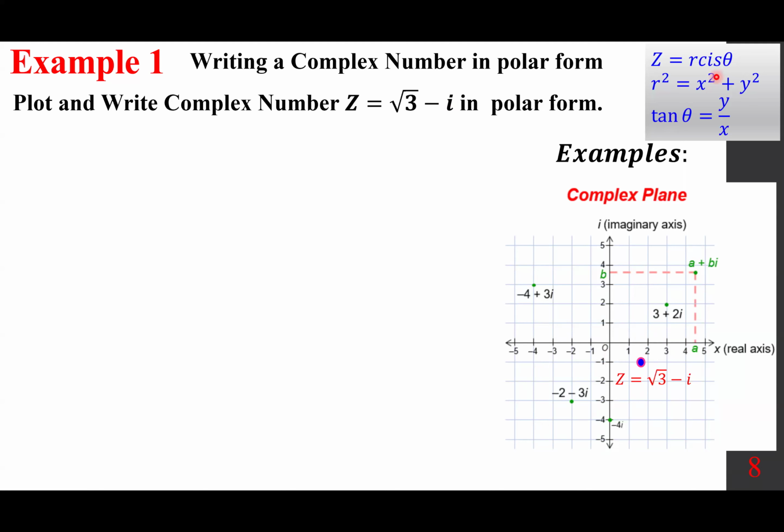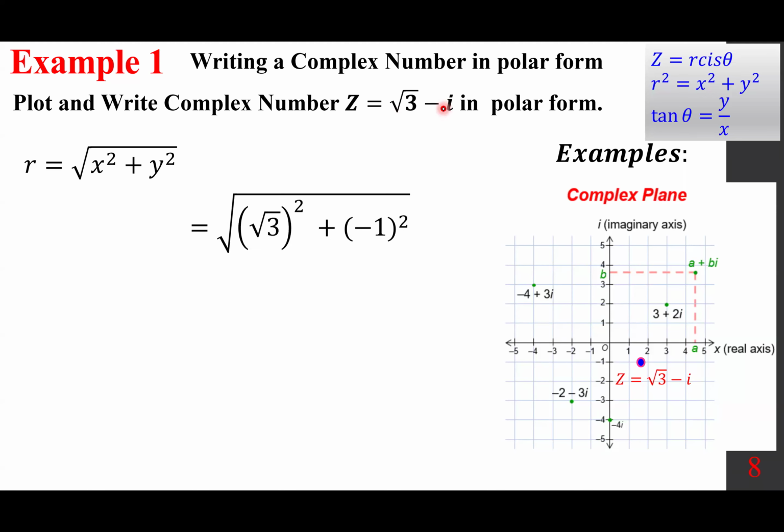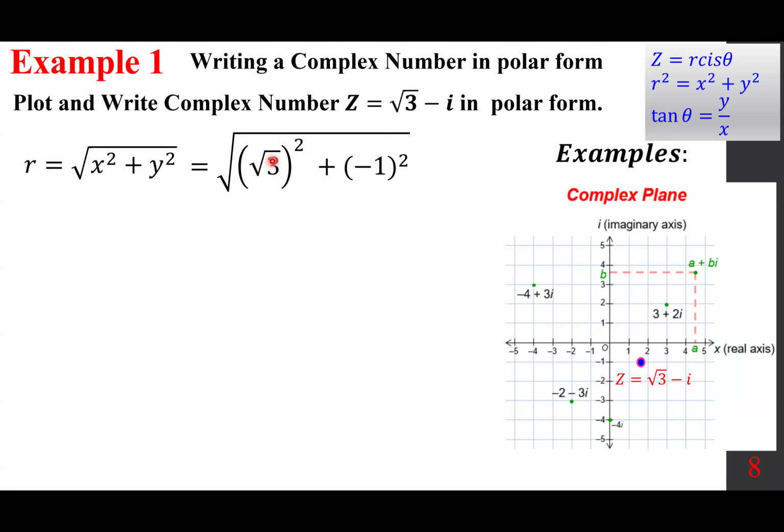To write it in polar format, we need r cis theta. So we need the r, we need the theta, and r is square root of x squared plus y squared. So we're going to square this number, plus we're going to square negative 1 under the radical. This is 3. This is 1. They add up to 4. And as you know, square root of 4 is 2.